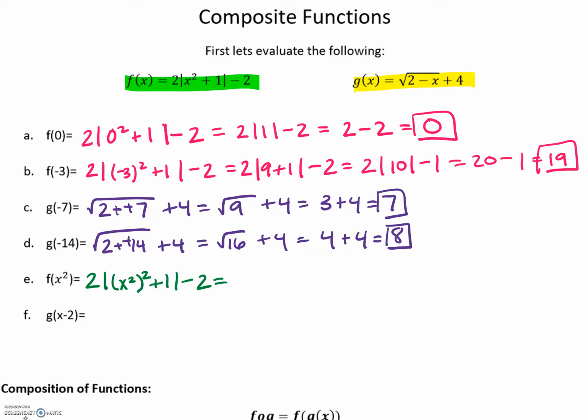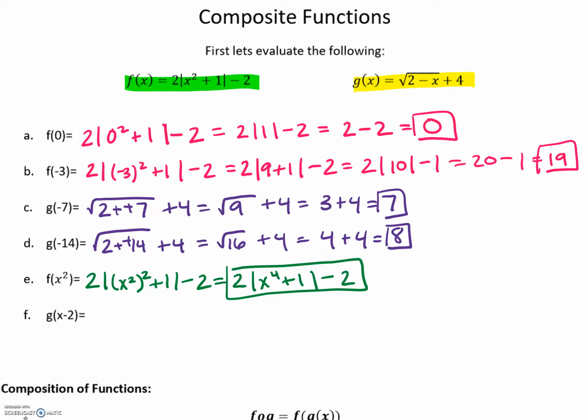Well, now when we simplify this, x squared squared is going to be x to the 4th. And then I finish writing my function. In this case, you can't do anything else to this, so that would be your answer. So notice, because I did not substitute a number in, you're still going to get an algebraic expression as your final answer.